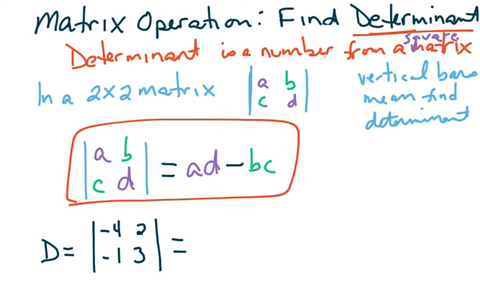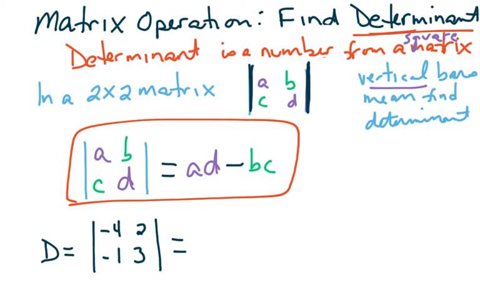The symbol to say that we want to find a determinant is vertical bars. Notice how my bars no longer have the brackets on them. They're just vertical bars here instead. That is our symbol saying we want the determinant of this matrix. Now again, the determinant is just a number. We're going to calculate this number by subtracting the product of the diagonals.